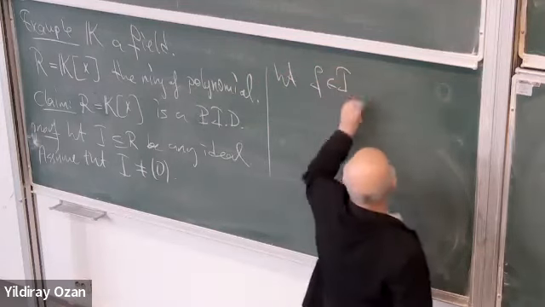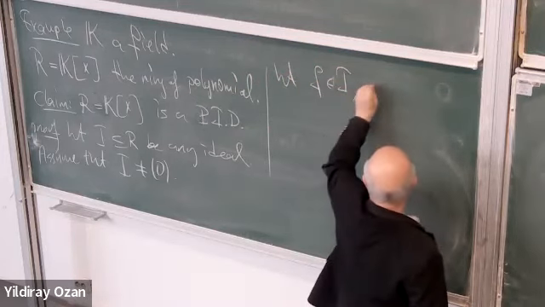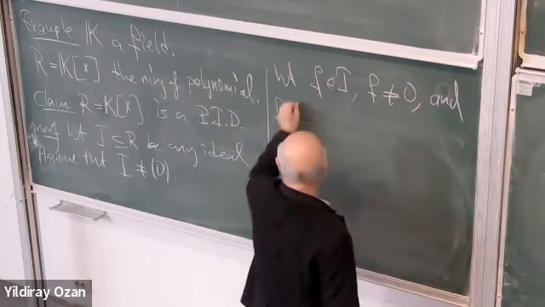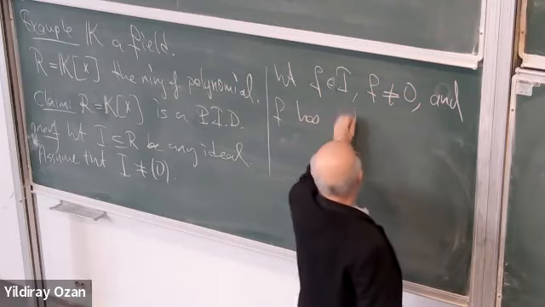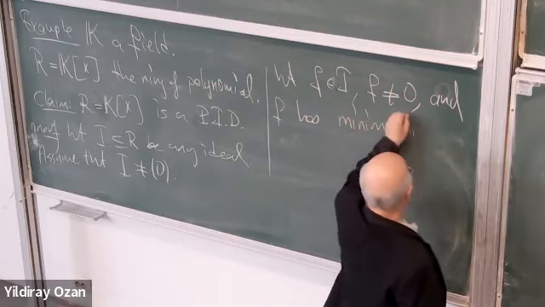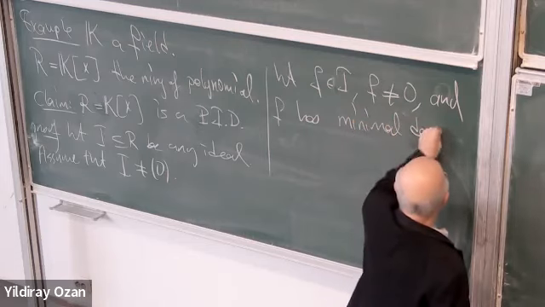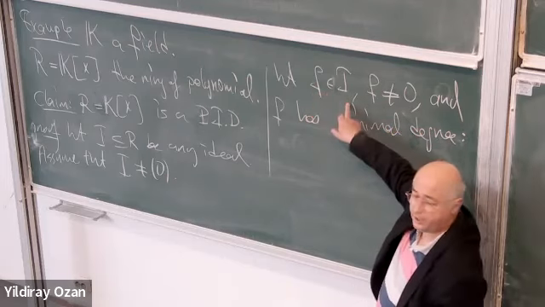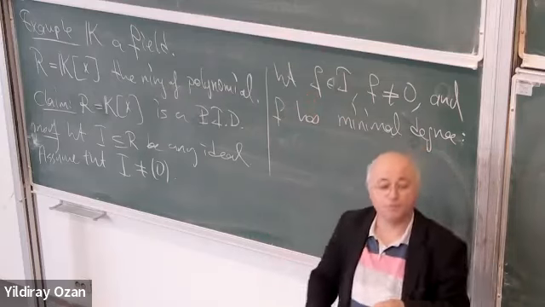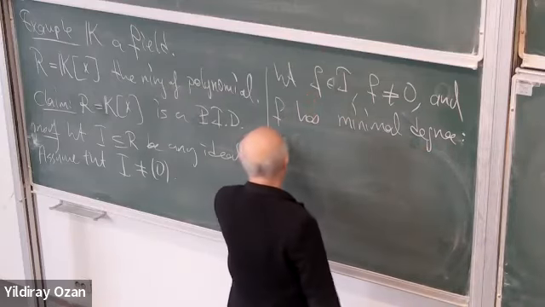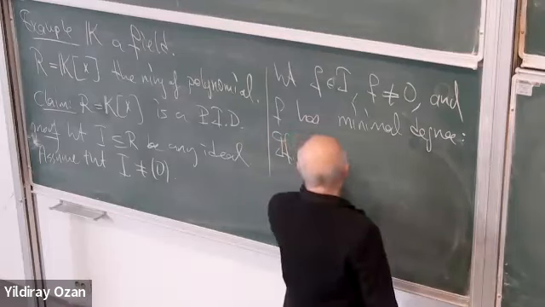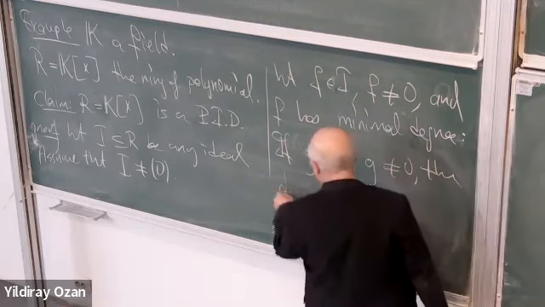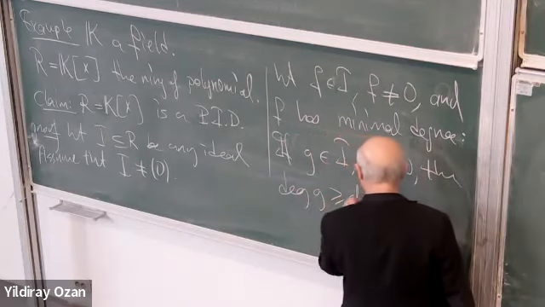Let F be a polynomial in this ideal such that it is not 0 and F has minimal degree. So what we mean by that is the following. If I choose any other polynomial here, its degree is at least the degree of F. So if G is any other polynomial, which is not 0, then the degree of G is at least the degree of F.